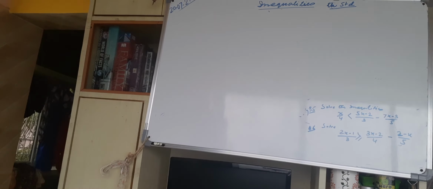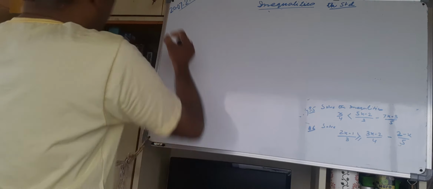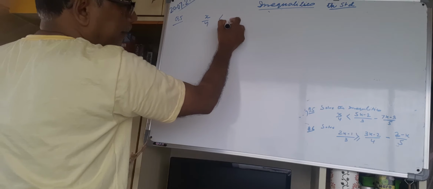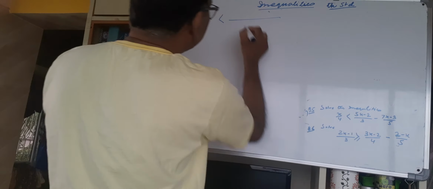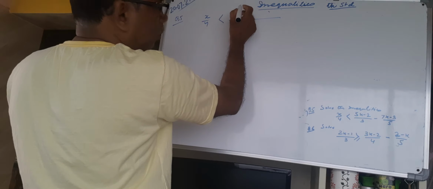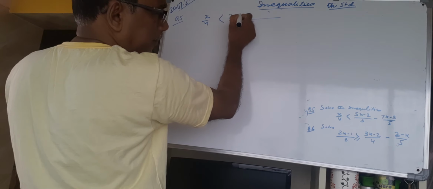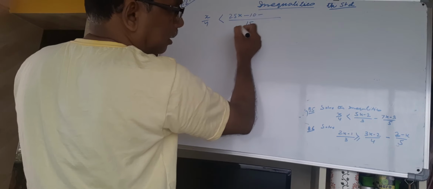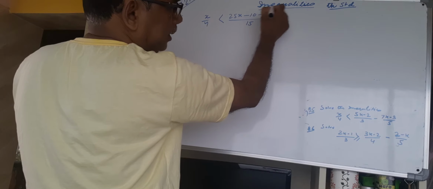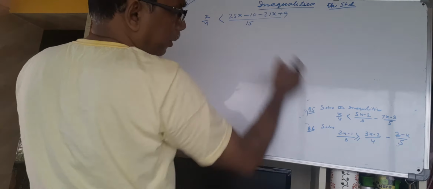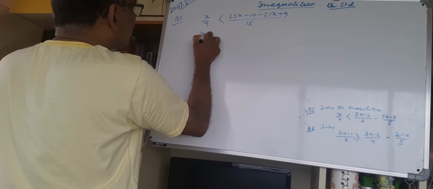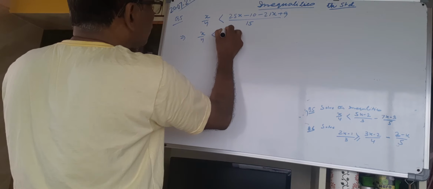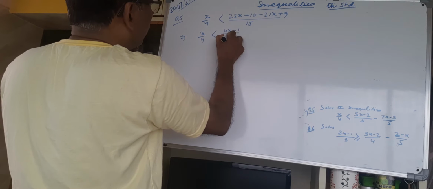Next, sum number 5. This is the inequation. Solve the inequality here. Question number 5. x by 4 less than, taking LCM, 15 is LCM, 25x minus 10 minus 21x plus 9. Doing subtraction, this one, that is x by 4 less than 4x minus 1 by 15.